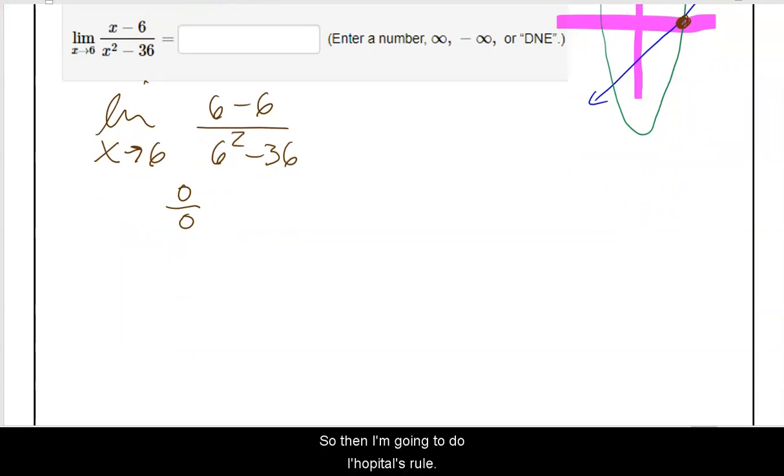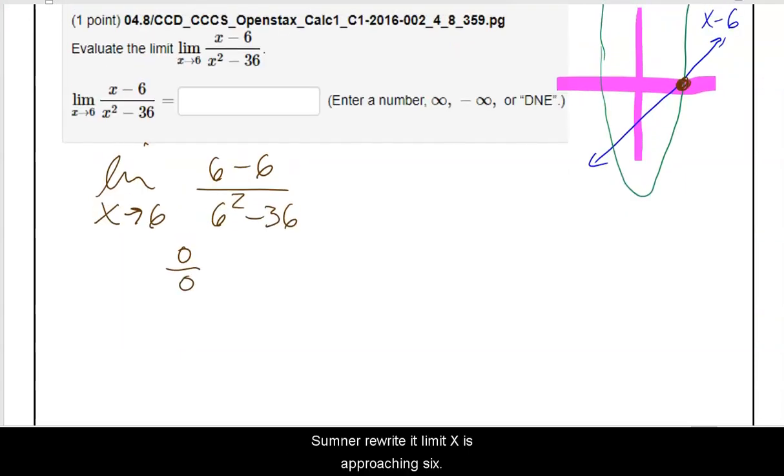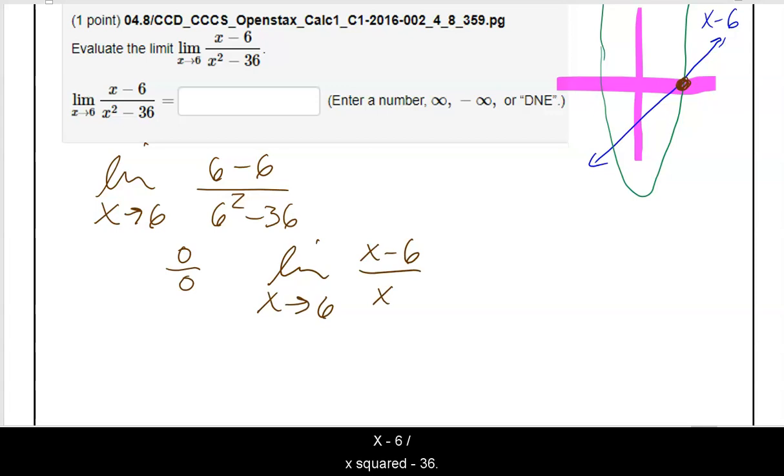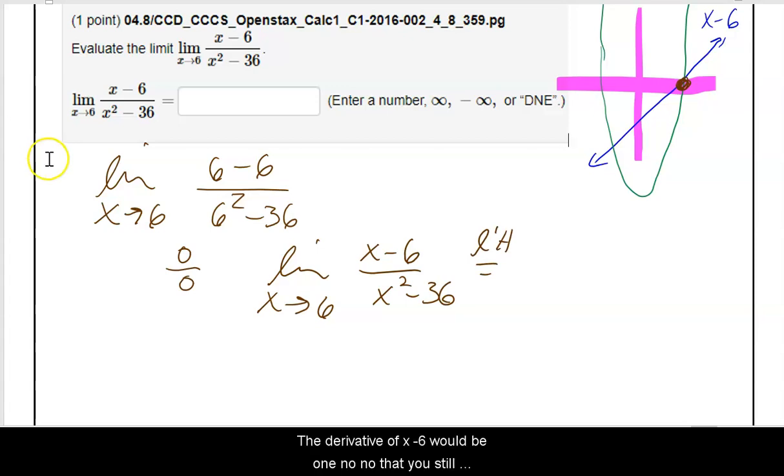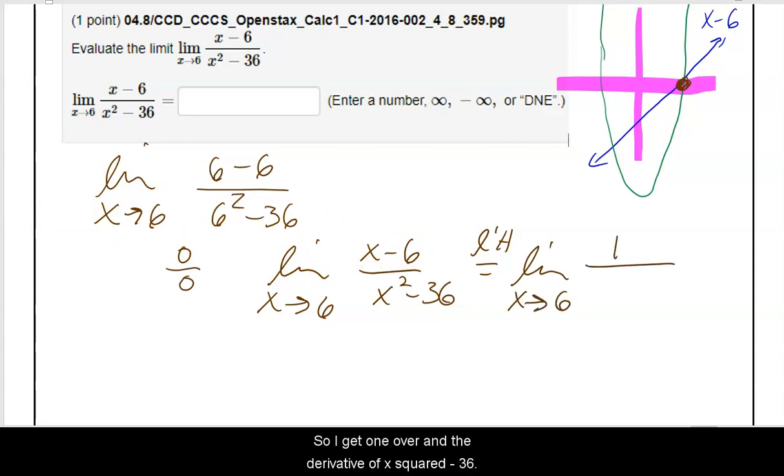So then I'm going to do L'Hopital's rule. I'm going to rewrite it: limit as x approaches 6 of x minus 6 over x squared minus 36. And I'm going to apply L'Hopital's rule. The derivative of x minus 6 would be 1. Now note that you still have the limit because you haven't evaluated it yet. So I get 1 over, and the derivative of x squared minus 36 is 2x.